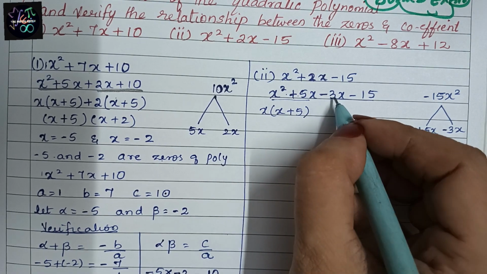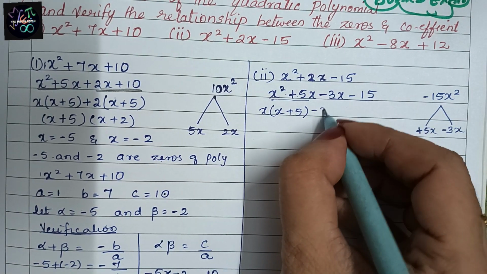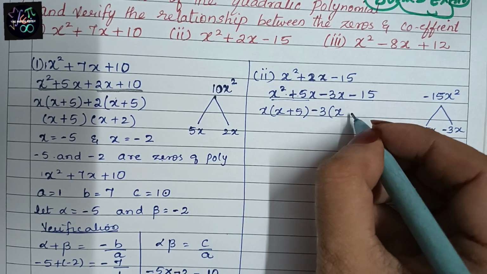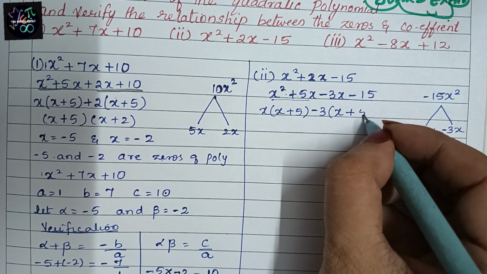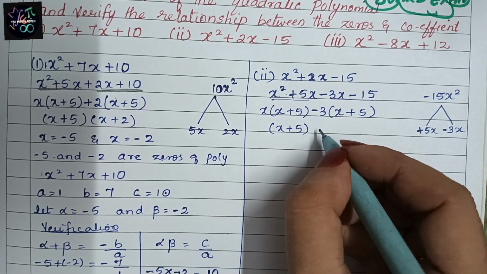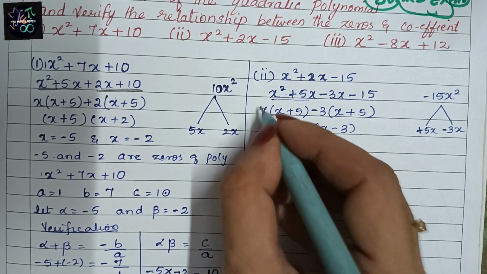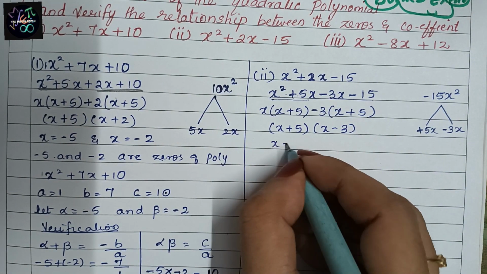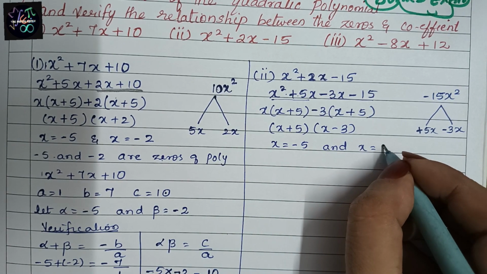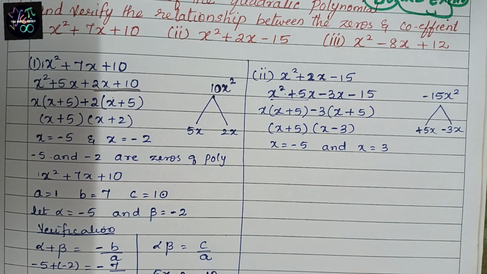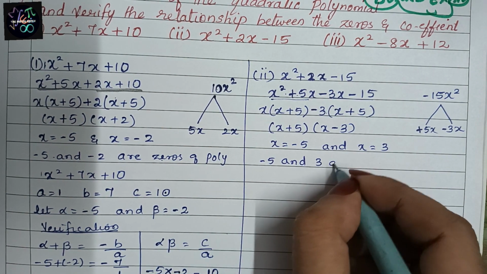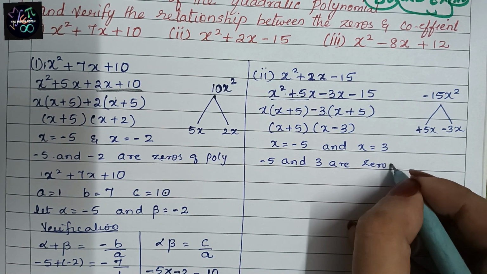Here we can see minus 3 is common. So I'll take minus 3 common. X remains. If we have taken minus 3, this minus becomes plus. So 3 5s are 15. Now we can see x plus 5 is a common bracket and x minus 3 is the remaining factor. Now x is equal to minus 5 and x is equal to minus 3 means plus 3. So minus 5 and 3 are zeros of the polynomial.